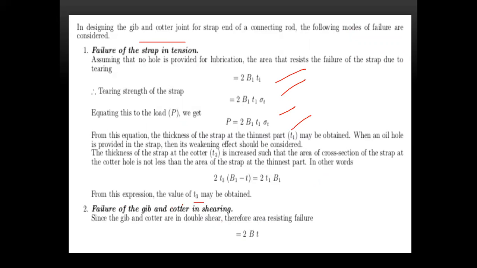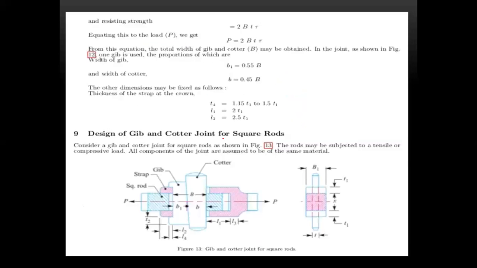The failure of the gib and quarter in shearing action. In shearing action, the area is double shear, so we take 2. For double shear, as in the previous slides also, it is 2 into BT. Next, the resistance, with tau the shearing stress, strength is equal to that into tau. Equating with the load, P is equal to 2 into B into T into tau. With this equation, we can determine small b1 and B. The other dimensions may be as follows.